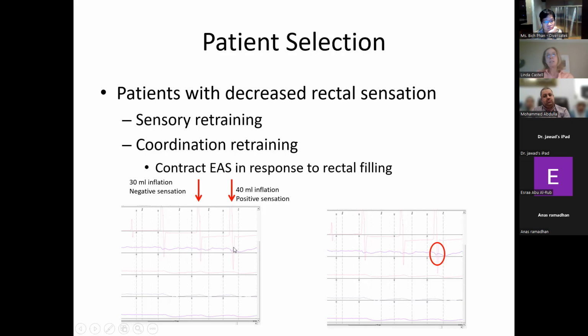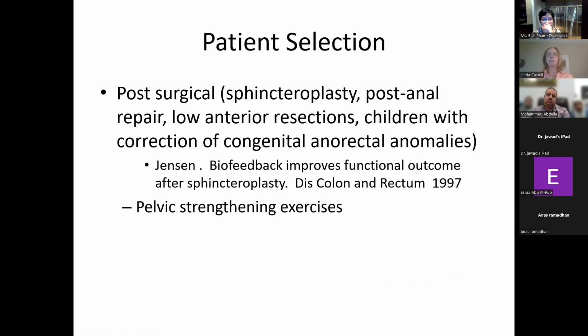So if you did not momentarily squeeze right here, that stool is going to start to come down into the anal canal. So we're going to teach our patients, as soon as you feel it, I want you to squeeze that muscle. And so we should see a rise in pressure just for about 10 seconds as they're squeezing to prevent that stool from coming down. I'm going to go into these protocols in a little bit more detail later.